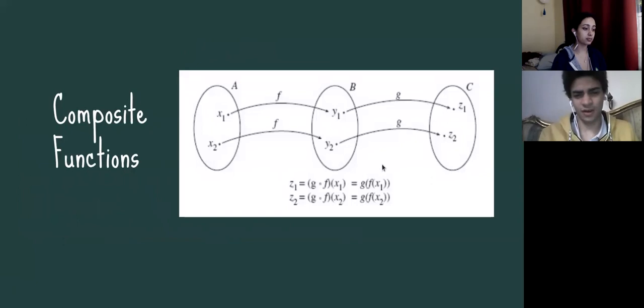This is just a visualization of what the composite would be. So this would be f, so it's mapping from x1 to y1. G would map from y1 to z1. So the composite of the functions is just mapping from A to C, so from x1 to z1 immediately. That would be g composite f. Okay. And the same thing in the case of x2, y2, and z2, etc.